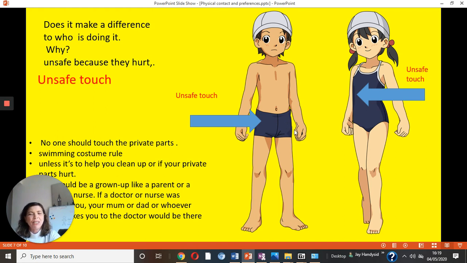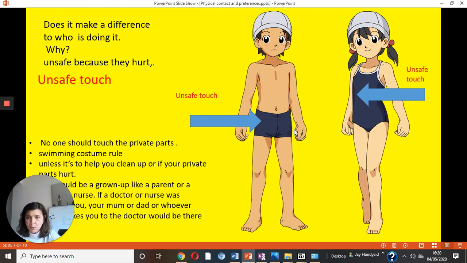Mrs. Lang is going to send you more information with the email, and that's from Pantosaurus. He gives you a poem that will help you remember where you should touch and where you shouldn't touch. Also where people are allowed to touch you and where they're not allowed to touch you.